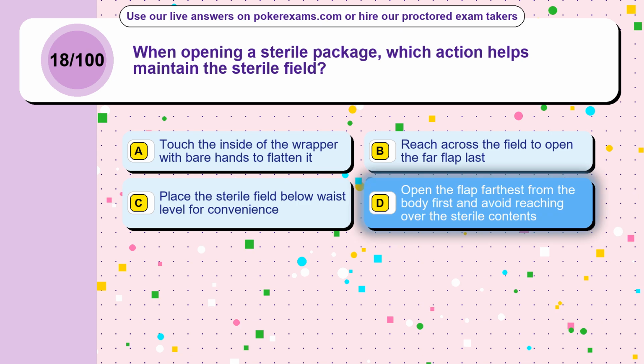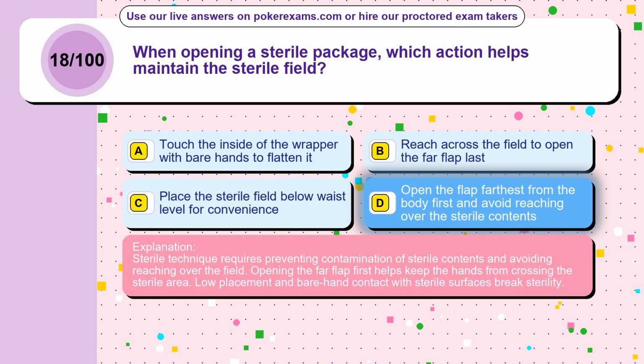The correct answer is option D. Open the flap farthest from the body first and avoid reaching over the sterile contents. Sterile technique requires preventing contamination of sterile contents and avoiding reaching over the field. Opening the far flap first helps keep the hands from crossing the sterile area. Low placement and bare hand contact with sterile surfaces break sterility.